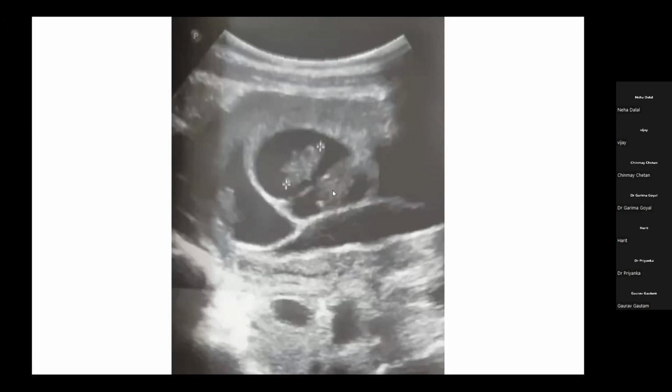This is the second sac, which is below it. Again, we can see some fetal pole, though we cannot measure CRL because it's not showing a proper picture. And the third sac is on the left, which is showing the third fetal pole. Again, we can measure the CRL, but it is not showing the proper image from where we can measure the CRL.